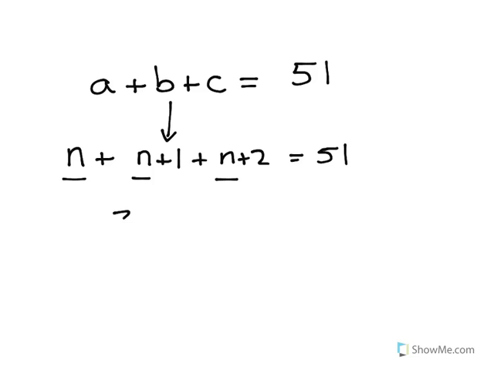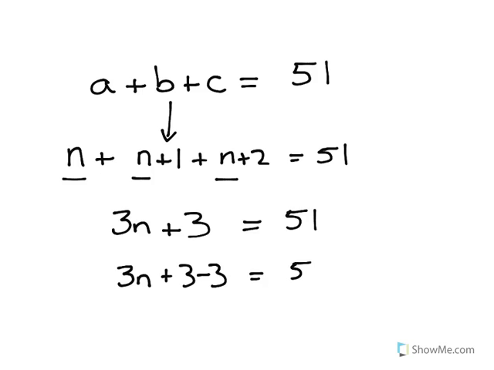How many n's have we got? 3 n's. And how many numbers have we got? 3. So 3n plus 3 equals 51. We can simplify that by getting 3n plus 3 minus 3 equals 51 minus 3. We subtract 3 from both sides of the equation, so we get n by itself. That gives us 48. So 3 times n equals 48.